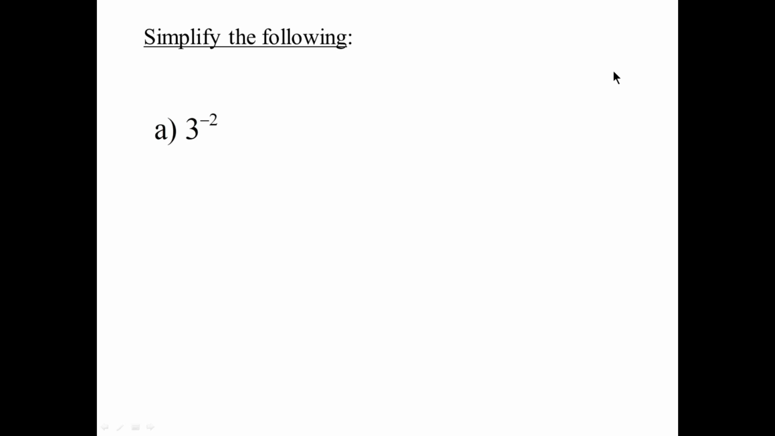Simplifying, just recalling and exercising, 3 to the minus 2. This is 1 over 3 to the 2, because that's what a negative sign means when it's in an exponent. And this is 1 over 9.